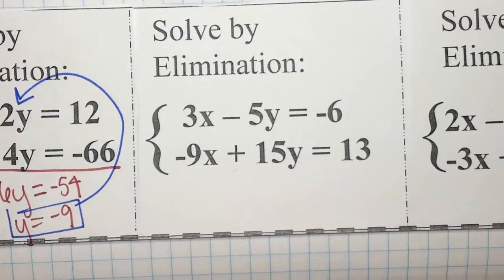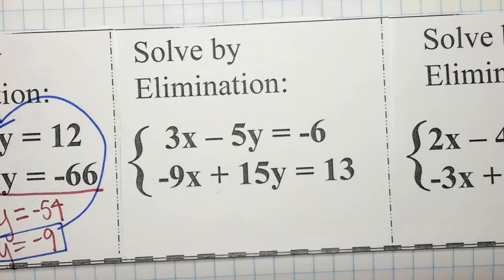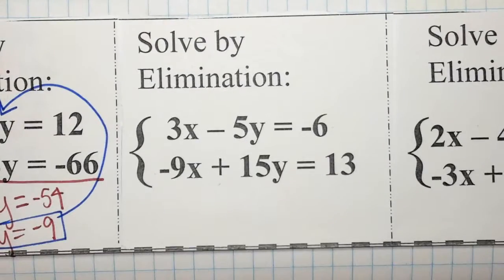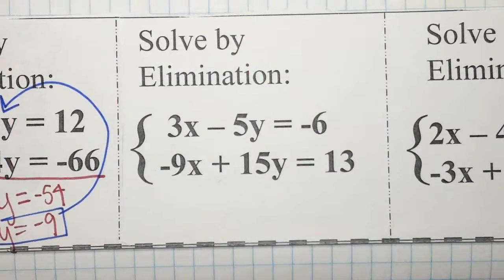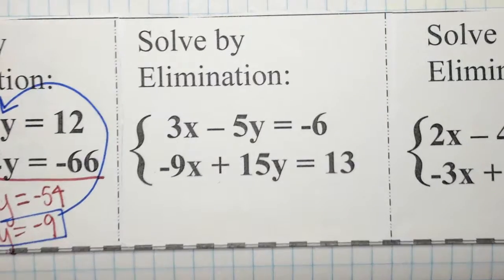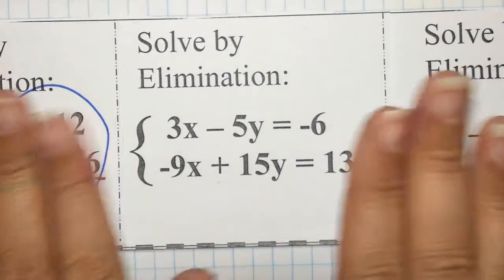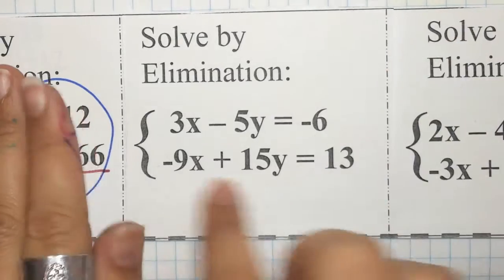Stop it. Okay, so let's go back to our foldable. Because remember, last year we learned 2 ways to eliminate. We learned to eliminate when we had the same coefficient, and we learned to eliminate when we had different coefficients, correct? Yeah. Okay, so let's look at this one.